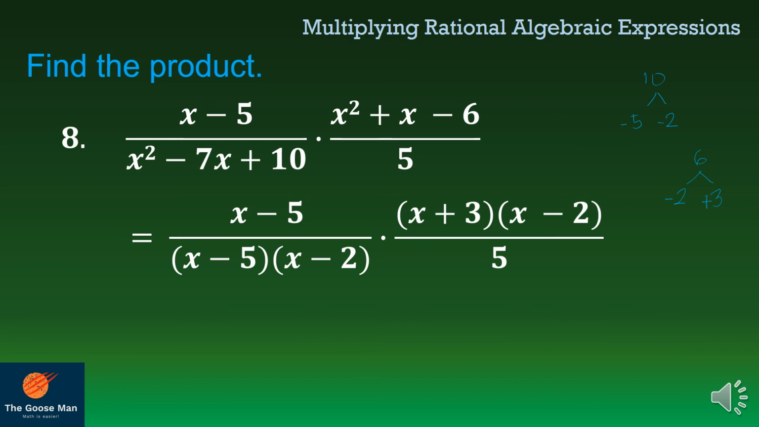Now, since I already factored the numerators and the denominators completely, then I can use the cancellation method. So I can put here open and close parentheses. I can factor out x minus 5 and x minus 5. Okay, what else? x minus 2 and x minus 2. So since there are no other common factors between the numerator and denominator, therefore the final answer is x plus 3 all over 5.